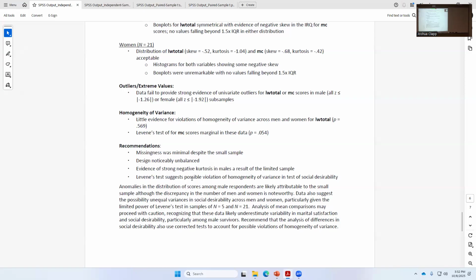Recommend analysis of differences in social desirability also use corrections to test for possible violations of homogeneity of variance. So just saying, since it's more marginal, probably just use corrections to be safe, even if it's bumping up against statistical significance with these sample sizes. Might as well just be safe. Correct. Or at least that's what we're writing.